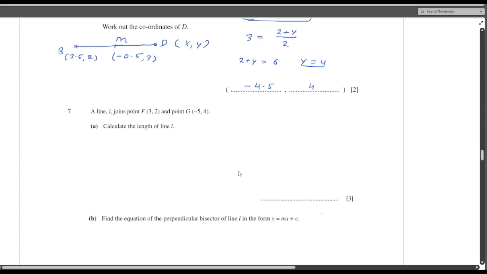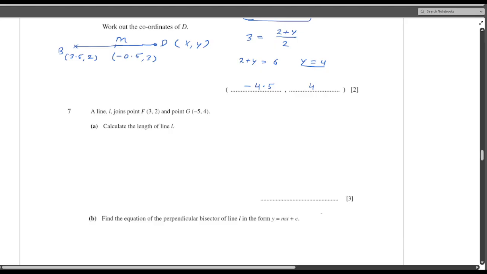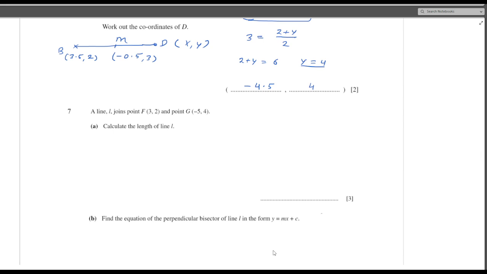Okay, next question. A line L joins F, which is 3 comma 2, and G, which is minus 5 comma 4. Calculate the length of line L.